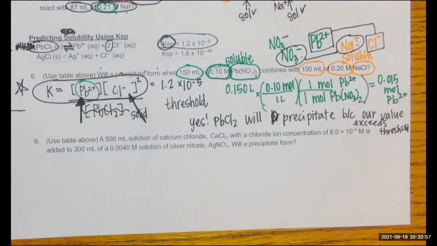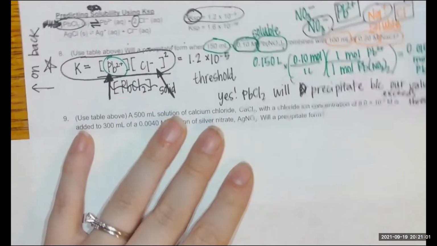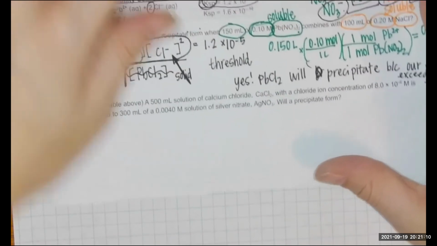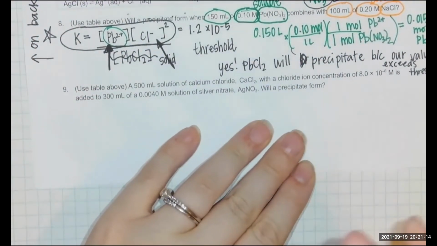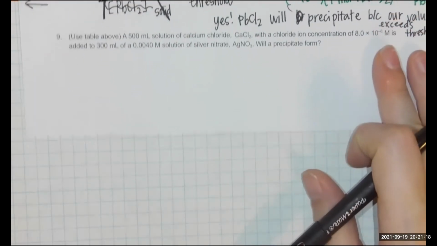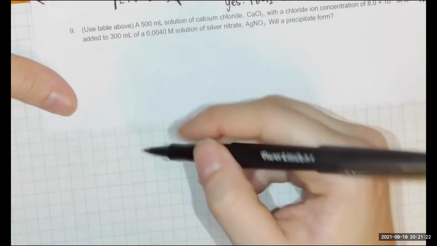Okay, so the last one, if you think you need an extra minute to fix your answers, go ahead and pause the video. But the last one here, I'm going to write out on a fresh sheet of paper, just so it looks nicer. So let me do that. A 500 milliliter solution of calcium chloride. Okay.